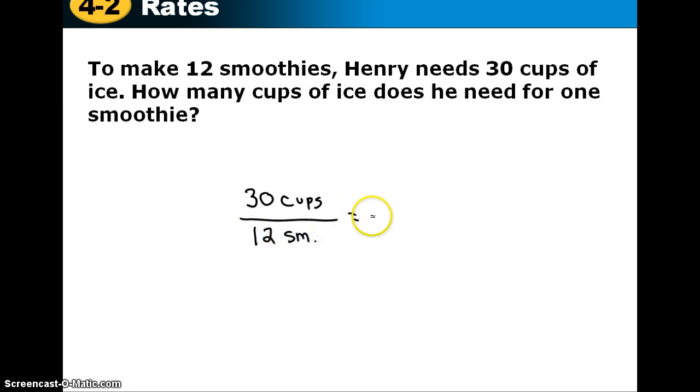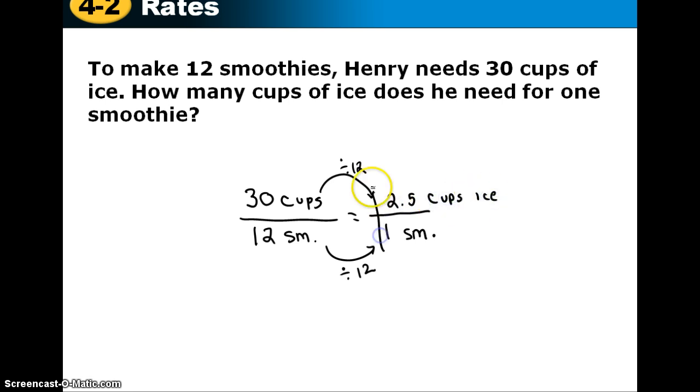And we want to know how many cups of ice does he need if he only wants to make one smoothie. To get from 12 to 1, we need to divide by 12. What you do to the bottom, you have to do to the top, so divide by 12. 30 divided by 12 is 2.5, so he would need 2.5 cups of ice to make one smoothie.